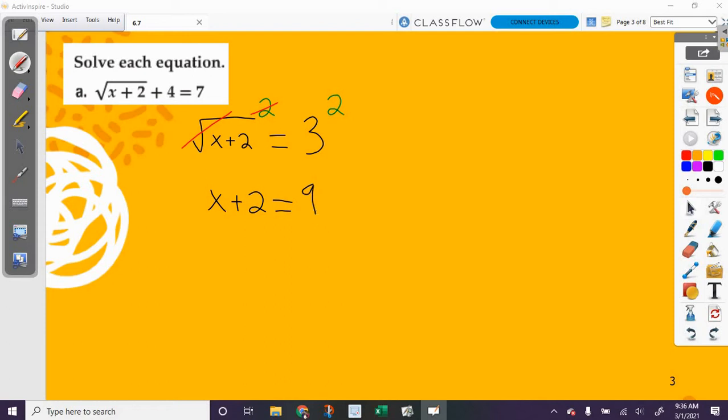And then our last step is just to solve the resulting equation. So we would subtract 2 from both sides and get that x equals 7. So then we just need to do a visual check for our equation. Notice if I plug in 7, I would have 7 plus 2, which is 9. The square root of 9 is 3. 3 plus 4 is 7. So this does make my equation true, and therefore x equals 7 is my answer.